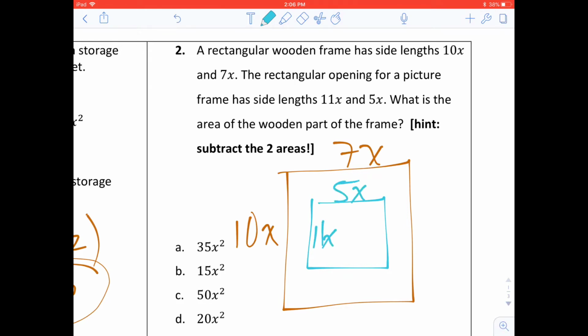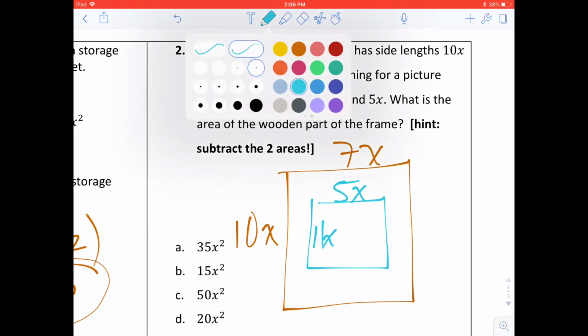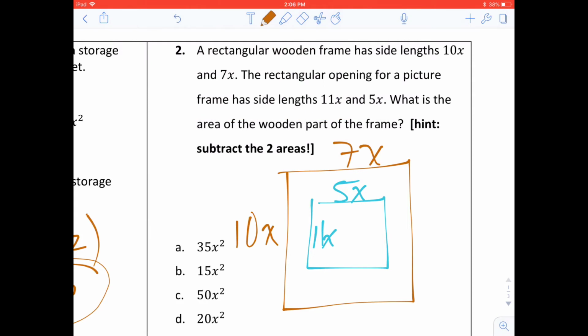To be quite honest with you, the 11x is bigger than the 10x, but we're just going to go with the problem here. The question is asking, what is the area of the wooden part of the frame? Meaning, if I subtract out what's in blue, we'll find the area of the entire frame, 7x times 10x. So if I do 7x times 10x, that would be 70x squared, because remember, when you multiply the exponents, you're adding them.